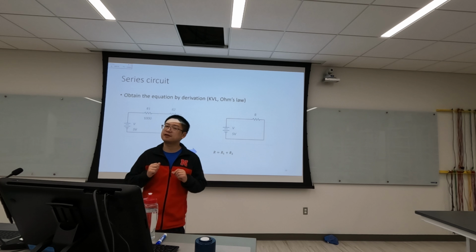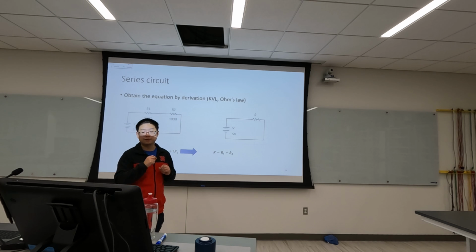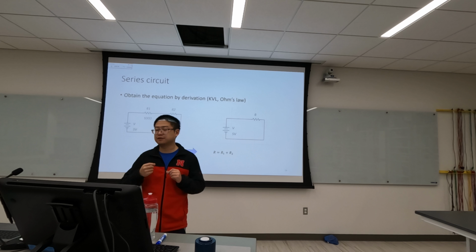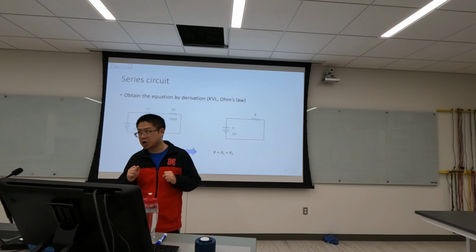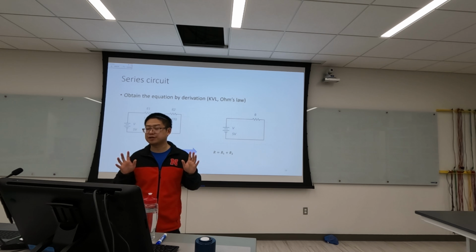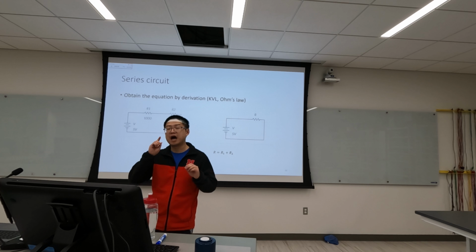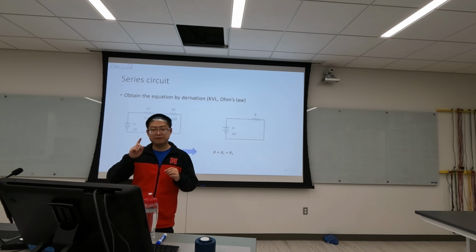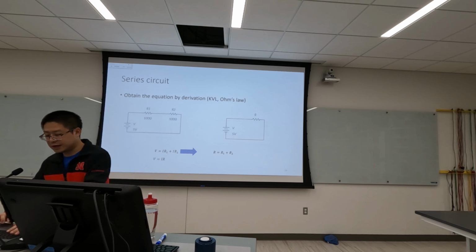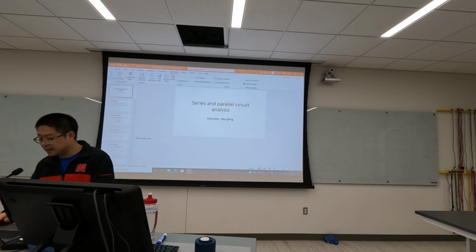For the second circuit, because there is only one resistor, the voltage equals I times R. And these voltages are equal, so I times R1 plus I times R2 equals I times R. So we can eliminate I on both sides of the equation, and we obtain R equals R1 plus R2. So you use KVL and Ohm's law to obtain this relationship, right?